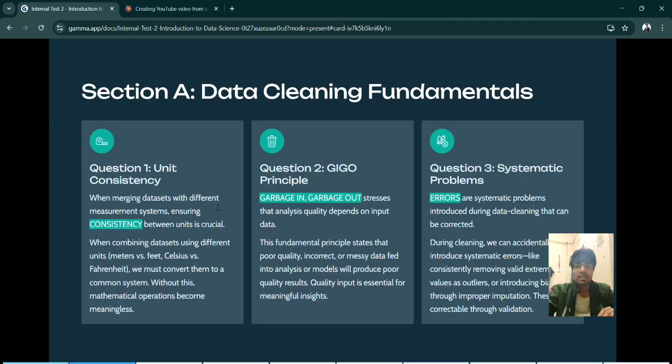So question number three: blank are systematic problems introduced during the data cleaning process that can be corrected. So the answer is errors or bias. Here is an interesting point. Sometimes the data cleaning process itself introduces problems. For example, you might remove valid extreme values thinking they are outliers, or you might introduce bias through improper imputation. The good news is they are correctable if you catch them through validation.